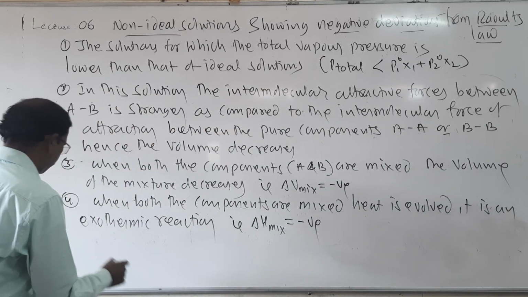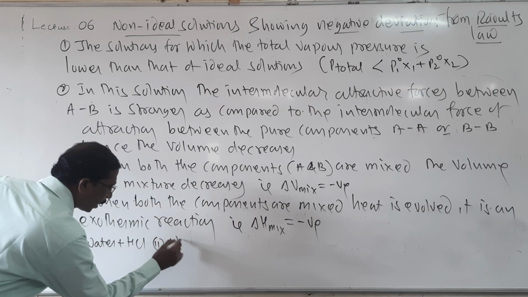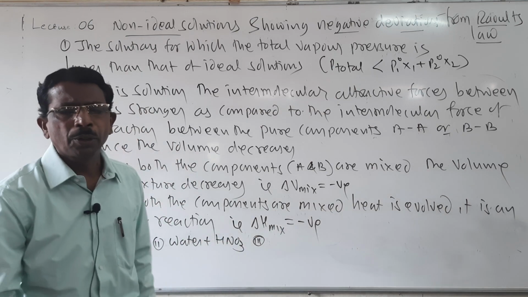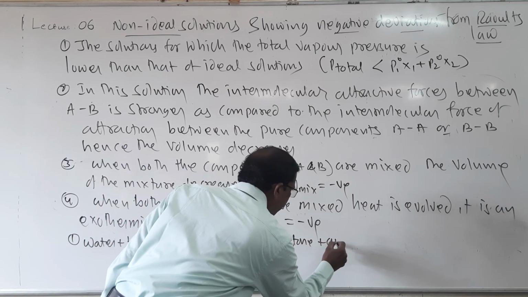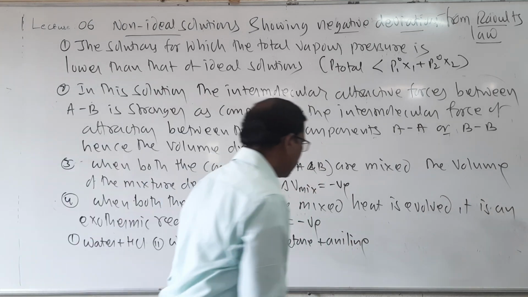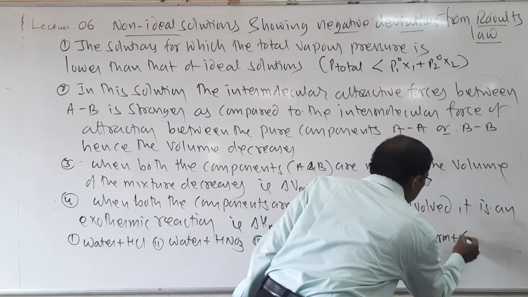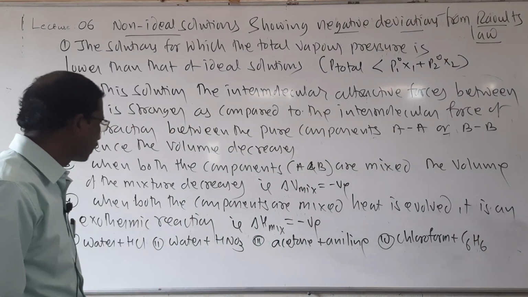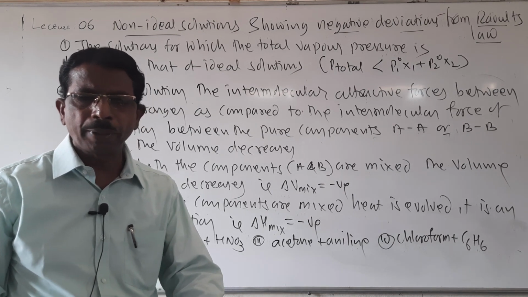You may write example: water plus HCl, water plus HNO3. You may write organic acetone plus aniline, and you may write chloroform plus benzene. Many examples are there. So, here about non-ideal solution which are showing negative deviation.